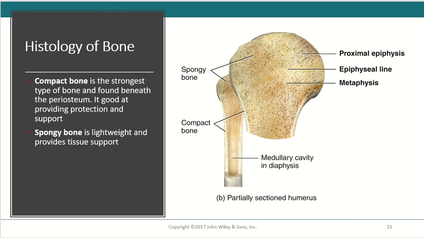So we've got a couple of different types of bones that we can look at. We've got compact bone, and this is going to be the strongest type of bone, and it's found beneath the periosteum. This is a kind of bone that's going to provide great support and protection. And then the other type of bone that we have is spongy bone, and this is a lightweight type of bone, and it's going to provide great tissue support.